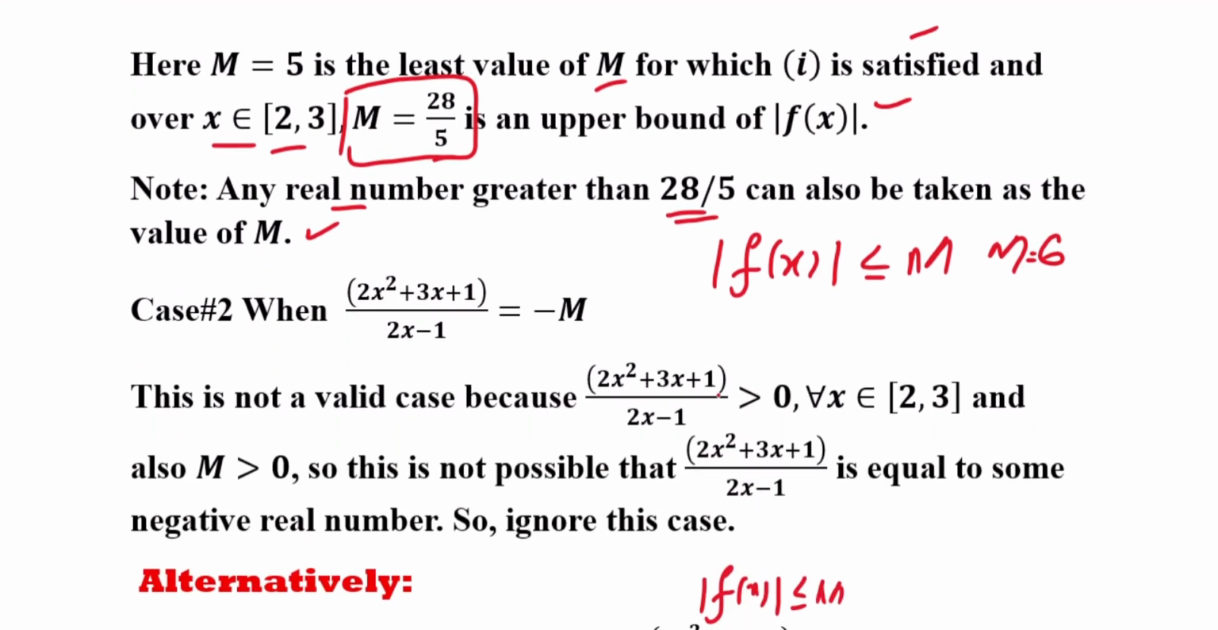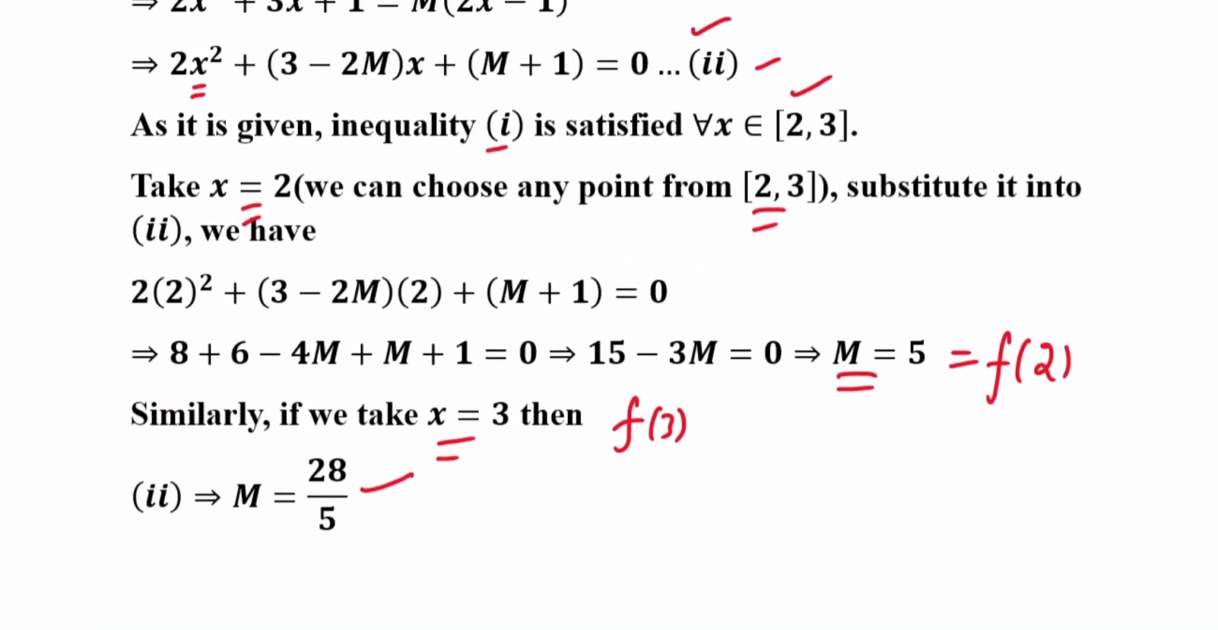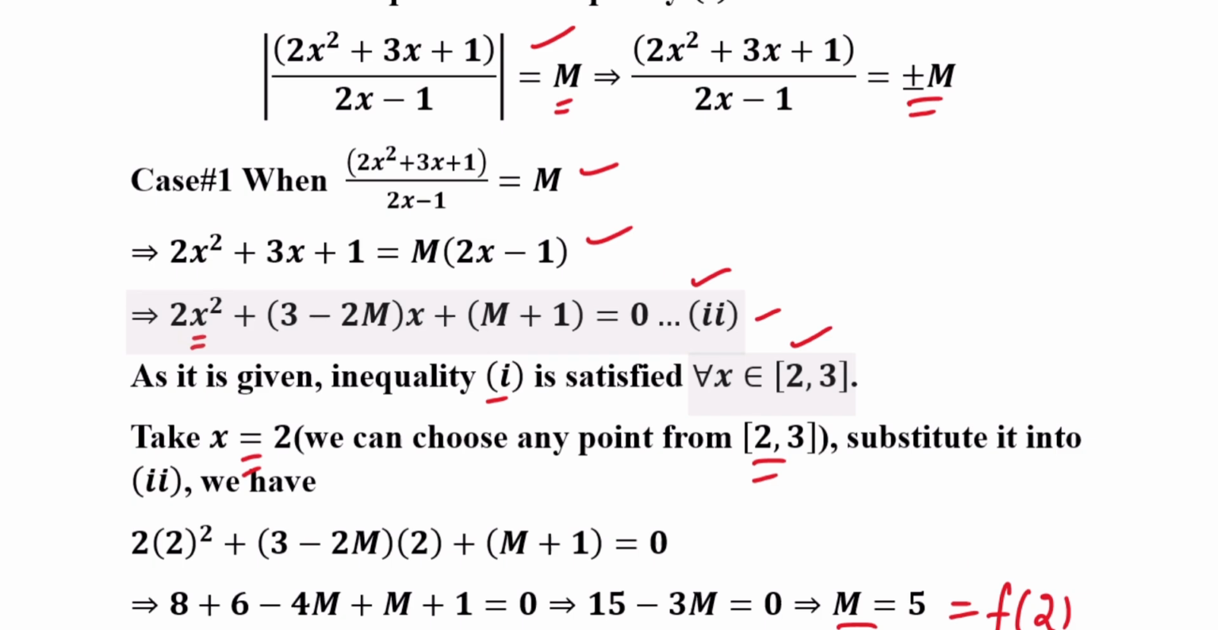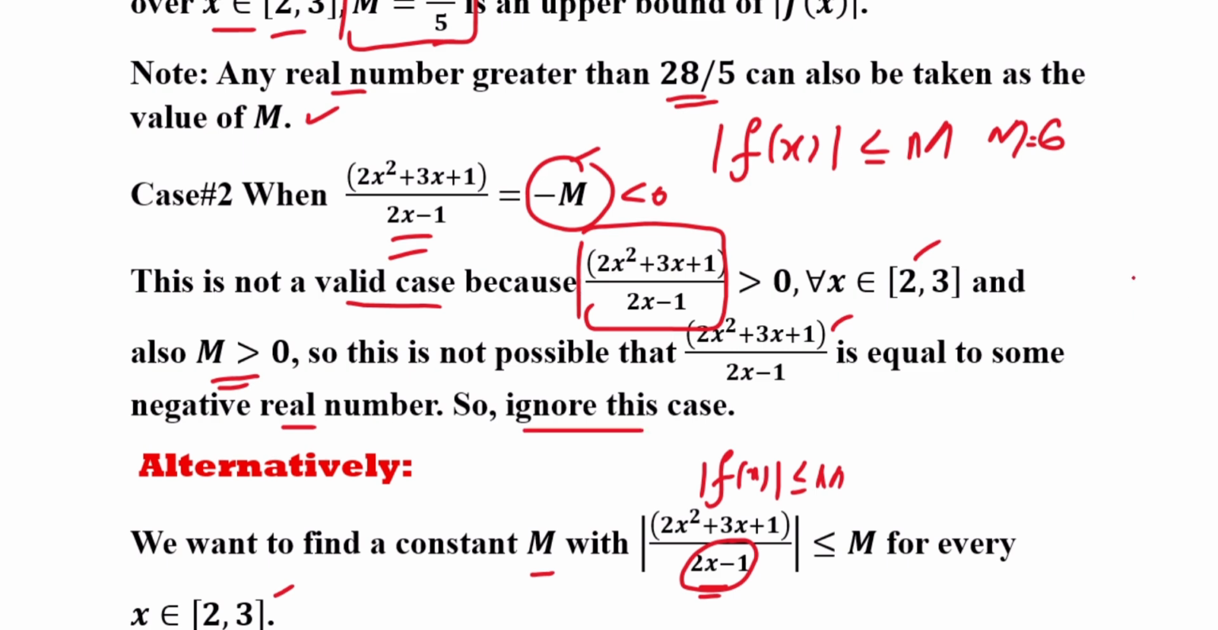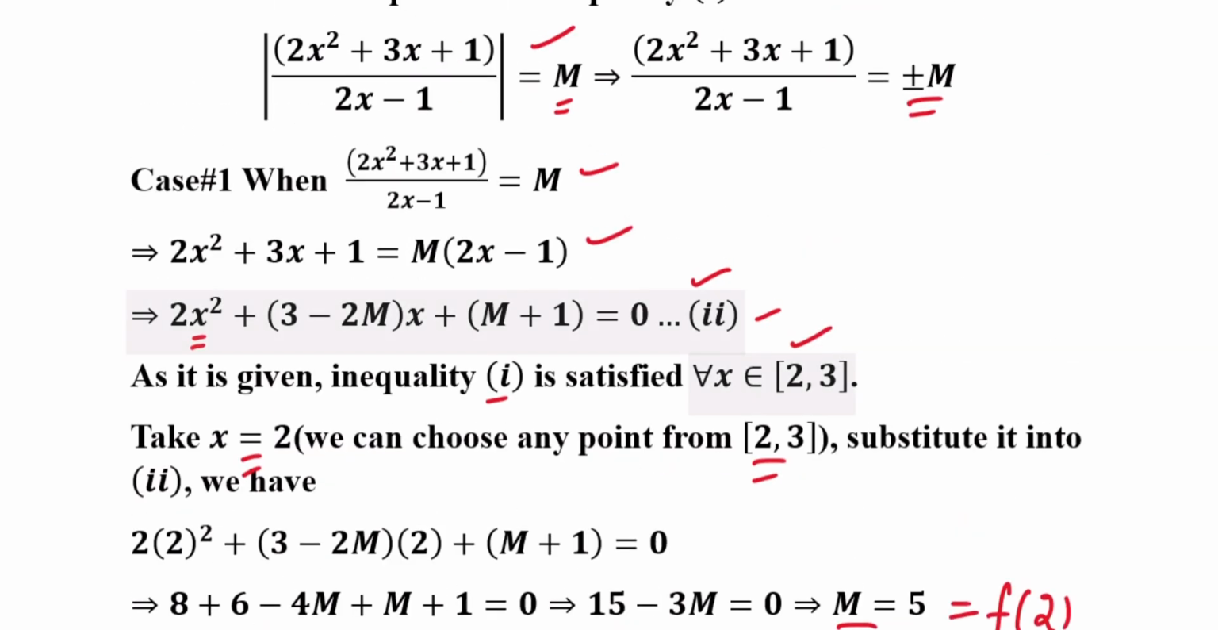In the case when (2x² + 3x + 1) over (2x − 1) is equal to minus m, because when we open this absolute value there are two cases, plus minus m, this is not a valid case, because this side is always greater than 0. How is this greater than 0? If you substitute any value from this interval, this is always positive, and also m is positive. So it is not possible that this function is equal to some negative real number, because m is positive but minus m will be a negative number. So ignore this case.